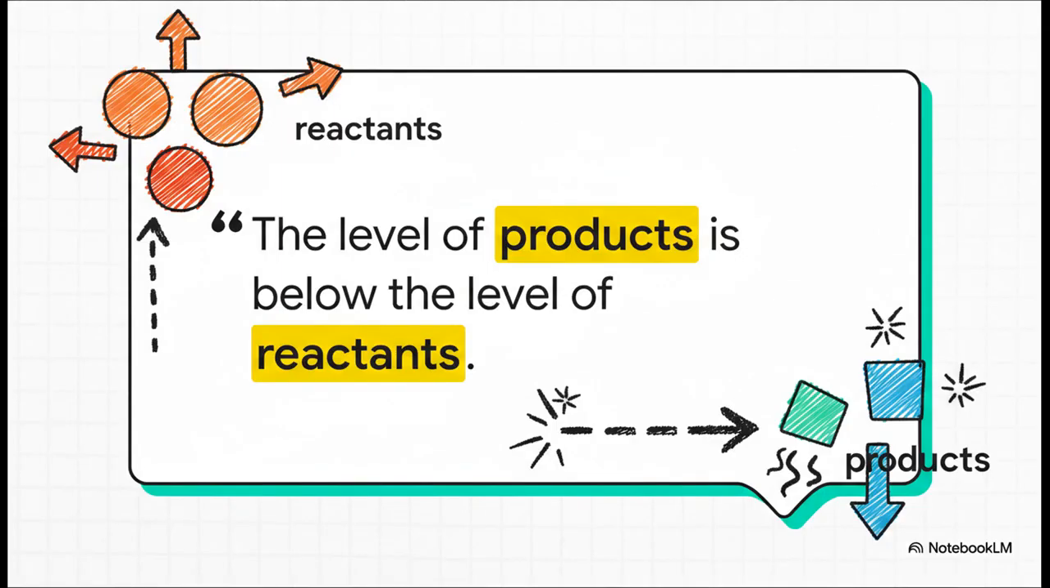And finally, the last mark. We had to explain why this reaction is exothermic. Look, the simple answer is that energy is released. But to guarantee the mark, you want to use the language the examiners love. The mark scheme says it all. The level of products is below the level of reactants. Use that exact phrase, and you simply can't go wrong.